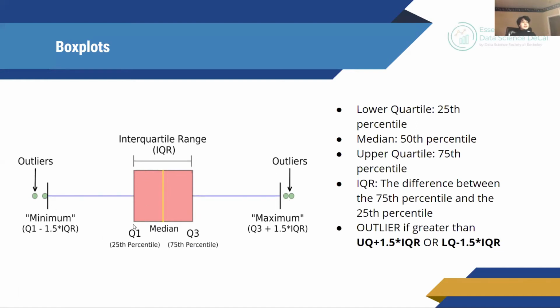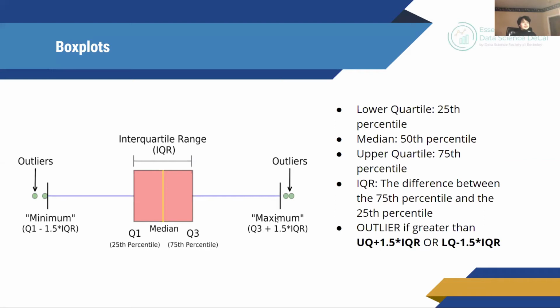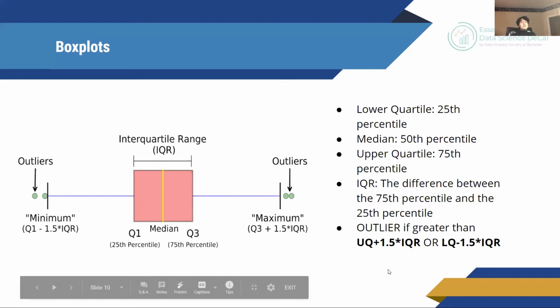The box itself shows the 25th percentile to the 75th percentile of the data, and the left and right lines show the minimum and maximum of the data. Or we can adjust that if we want to remove outliers.